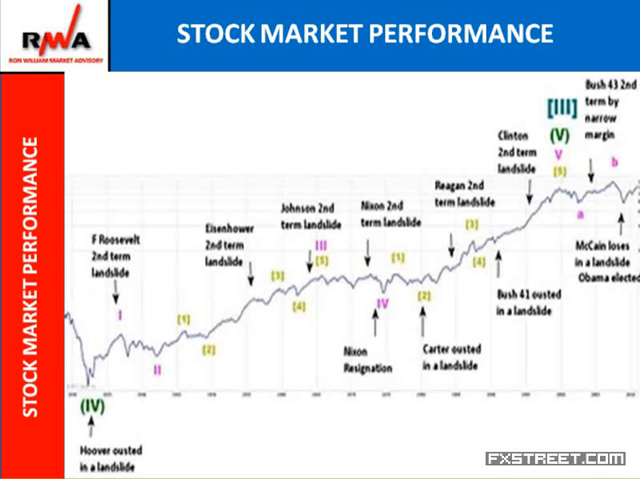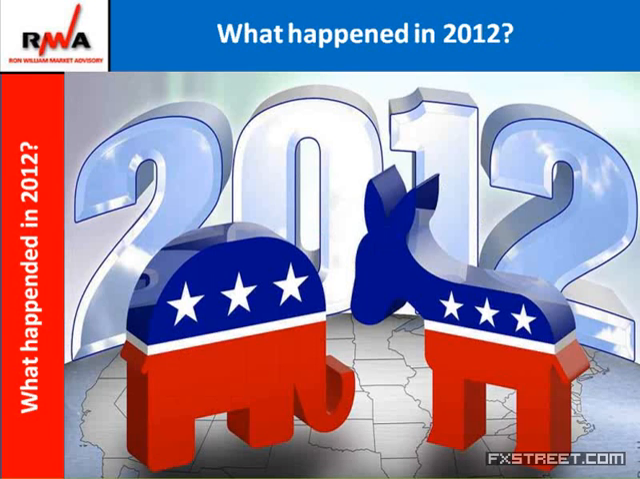So keep that in mind. Long-term cycles, 16 to 20 years, they alternate between bull cycles and bear cycles. They're generally influenced by social mood and many other things, but keep in mind that these generational cycles do influence financial markets and U.S. presidential elections. Now, what happened in 2012? This is the big question.